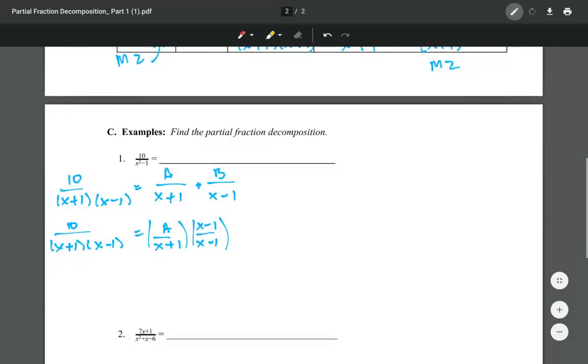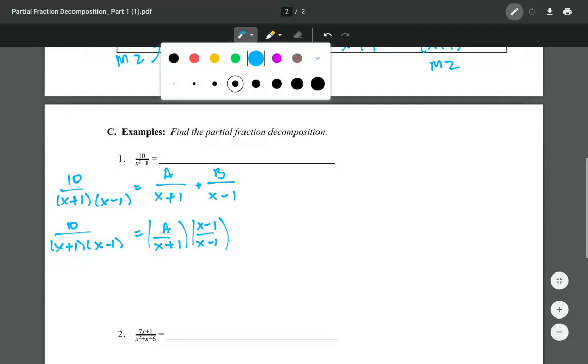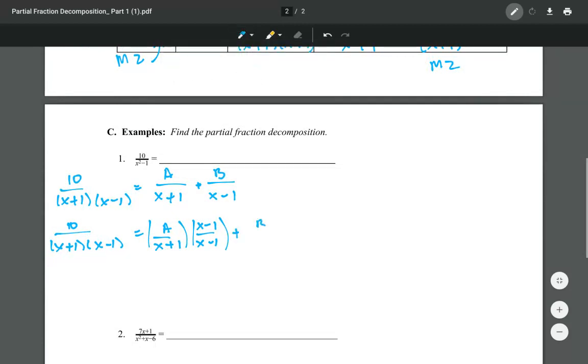Okay, where was I? And then the b over x minus 1, it needs to be multiplied by x plus 1s. My goal was to get the common denominator, and that's exactly what I got. I'm just rewriting the left. On the right, I'm going to leave the numerator. I'm not going to multiply it out, and you're going to see why here in a second.